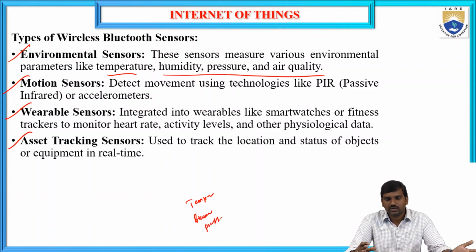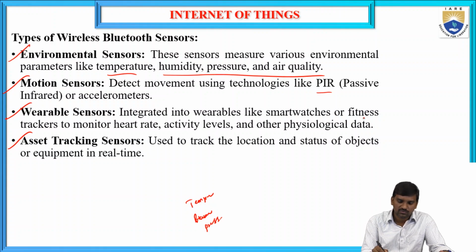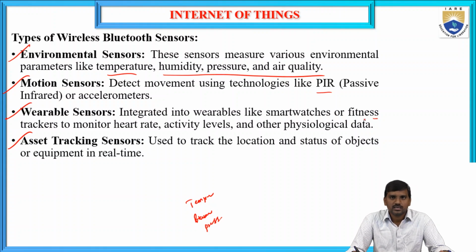When the word environment comes up, we are going to discuss the environment, so we compulsorily need to know the parameters like temperature, humidity, pressure, air quality, air pollution, how much air pollution there is, like that. These are the input parameters. Motion detectors detect movement using technologies like passive infrared sensors or accelerometer sensors. Wearable sensors are integrated into wearables like smartwatches or fitness trackers to monitor heart rate, activity levels, and other physiological data. That is the wearable sensors.